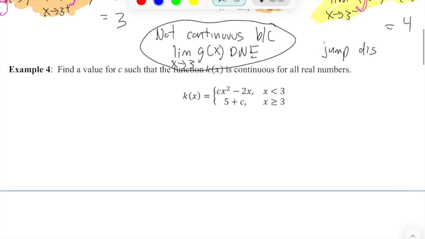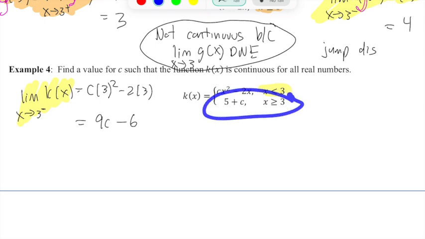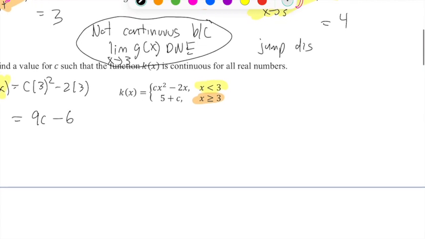We need to do our left and right hand limits and our values. And similar to the other two problems, we're going to use this top equation for the left-hand limit. And we are substituting 3 in for x here and here. And if I simplify this, I'm going to get 9c minus 6. And then the right-hand limit, we're going to use this equation. And the value at 3 uses the same equation, because this is 5 plus c is what you use for x equal to 3 or greater than.